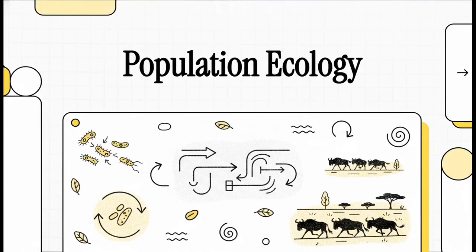Hey everyone, and welcome. When you look at the natural world, from bacteria in a dish to these massive herds of wildebeest, you might just see chaos. But nope. Turns out, nature has a hidden rule book for how life organizes itself. And today, we're going to crack that book open and explore the amazing world of population ecology.